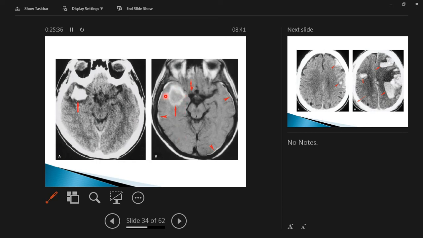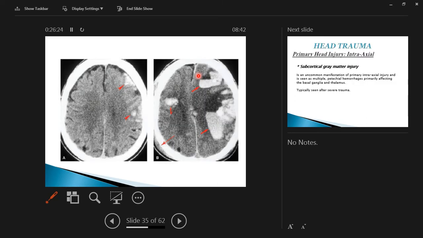These are images of intracerebral hematoma. This is in the temporal lobe. This is also in the temporal lobe. This shows hyperdensity surrounded by edema. This is another picture of a large amount of intracerebral hematoma. Multiple.